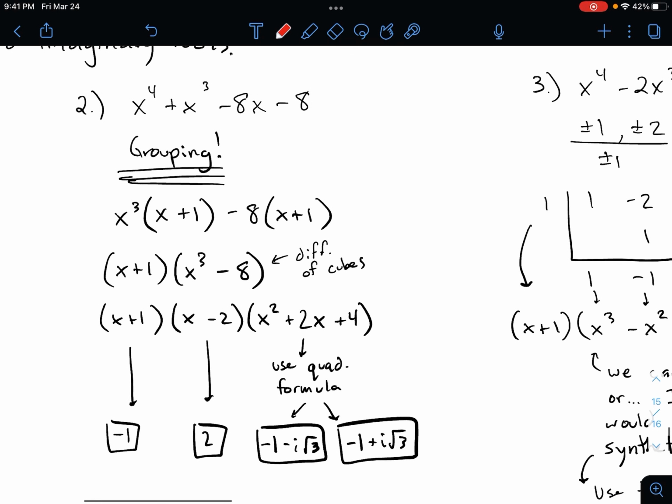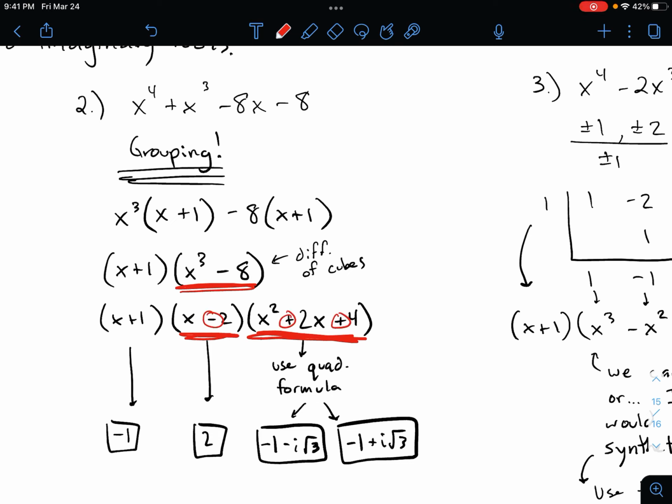For this one, I would start with grouping. All right, you can use the grouping method because you have common factors. If I take out x cubed from the first pair and -8 from the second pair, I end up with a common factor of x plus 1. So the x plus 1 comes out in front, leaving me with x cubed minus 8. Well, that's just a difference of cubes, right? x cubed minus 8 is a difference of cubes. So I can take this x cubed minus 8 and write it as a binomial times a trinomial.